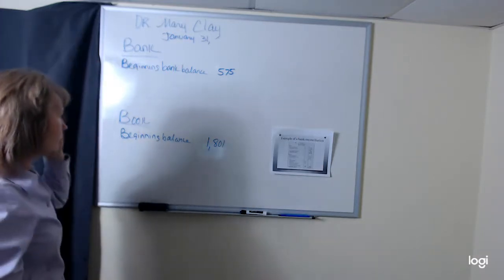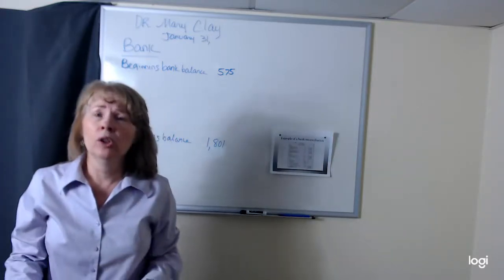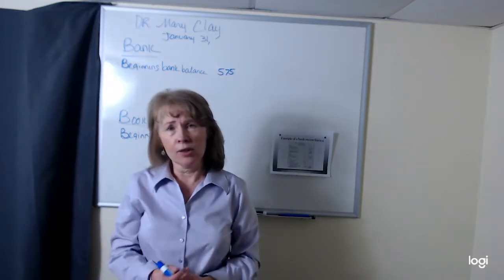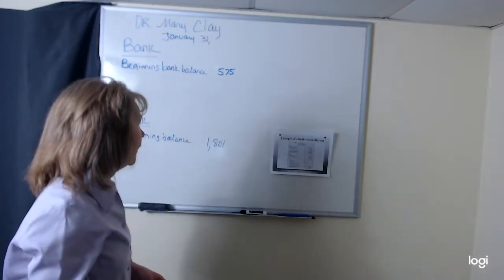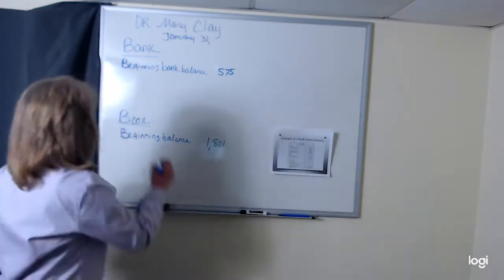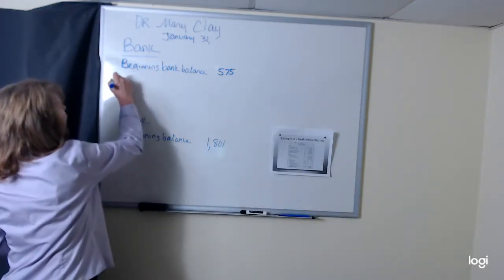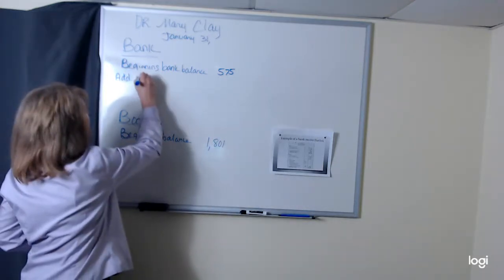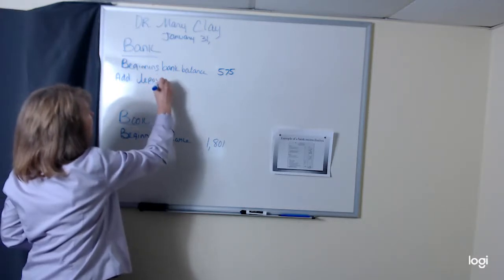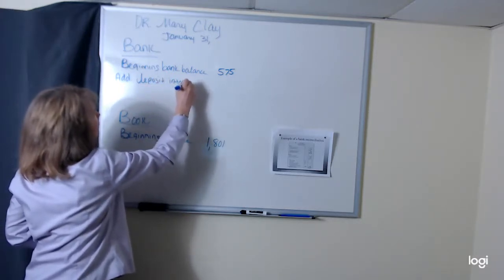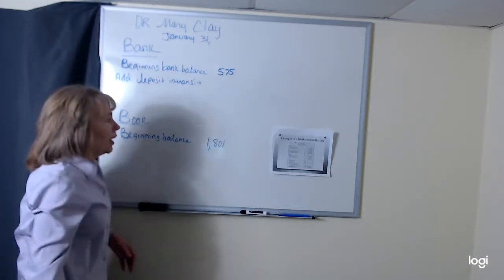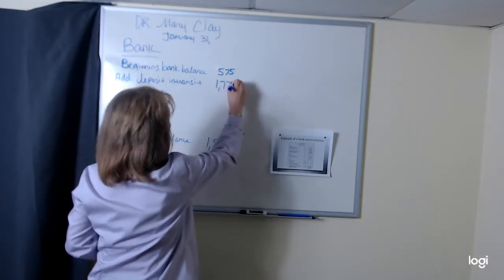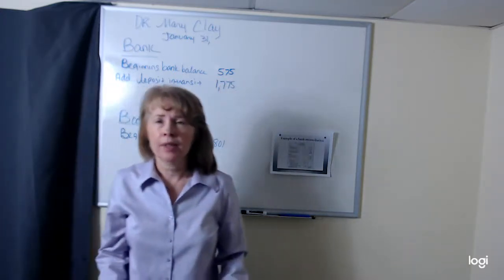Okay. The next items that you will look at, and we'll start with the bank side first, and we'll go over each of the details. So the first reconciling item on the bank side is called, and this you will always add, deposit in transit. And that, for my example, is $1,775.